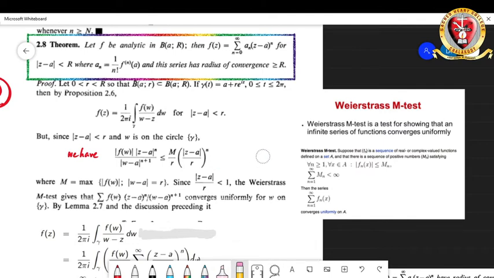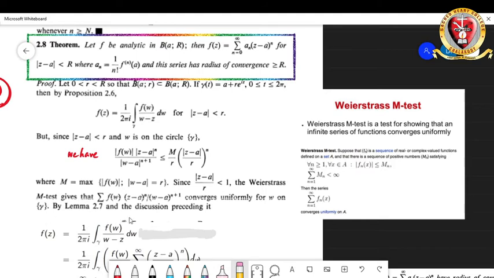Using the Weierstrass M test, we can say that the summation of the function inside this modulus, that is the summation of f of w into z minus a the whole raised to n divided by w minus a the whole raised to n plus 1, converges uniformly in the area we consider, that is for every w coming from the points inside gamma, or the trace of gamma.